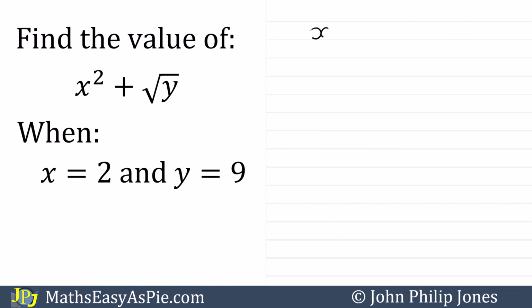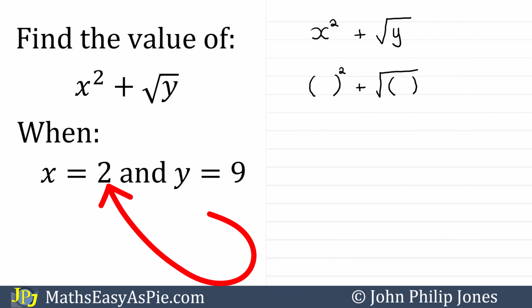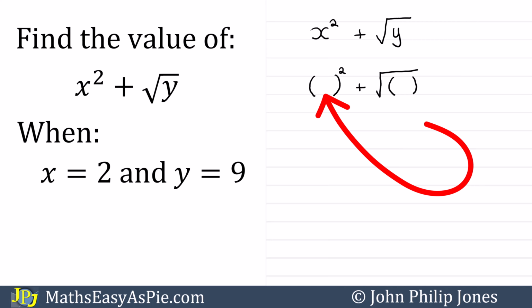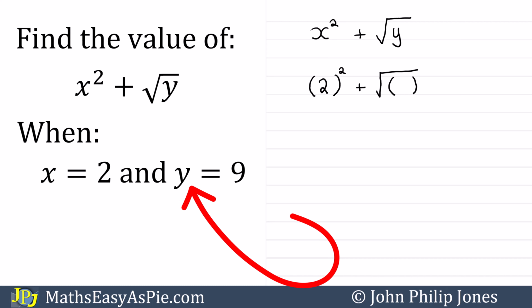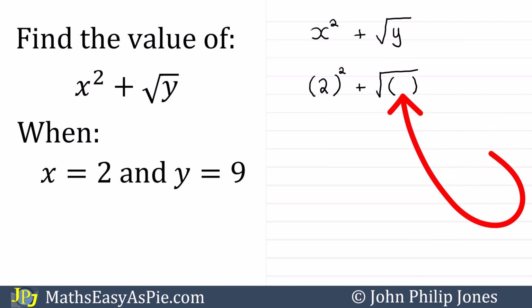So we have got x squared plus the square root of y. In the position of the x and the y, I'm going to put brackets, as you can see here. Now we can see x has the value of 2. So into this position, which is the brackets here, I'm going to place the value of 2. Now we can see y has the value of 9. So into this position, which is represented by these brackets, we place the value of 9.